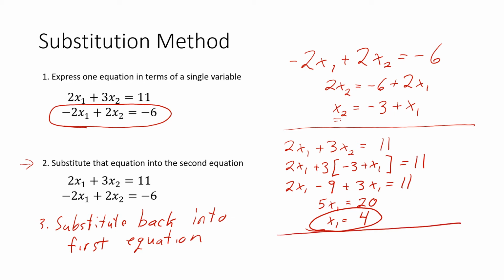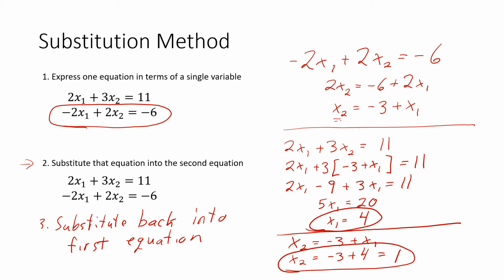So I know what my x1 is equal to. I have my first equation that x2 is equal to minus 3 plus x1. So x2 is equal to minus 3 plus, substituting back the value of x1, 4. So that equals 1. x2 equals 1. And you'll note it's the same exact solution as before. So that's the elimination method and the substitution method.